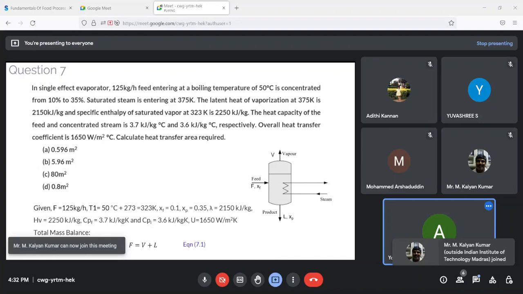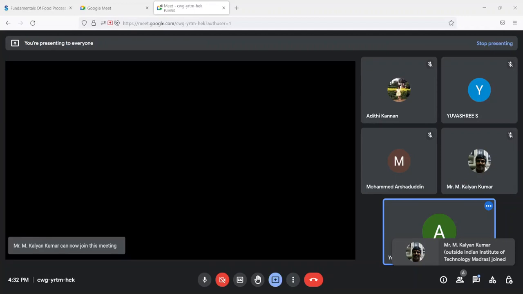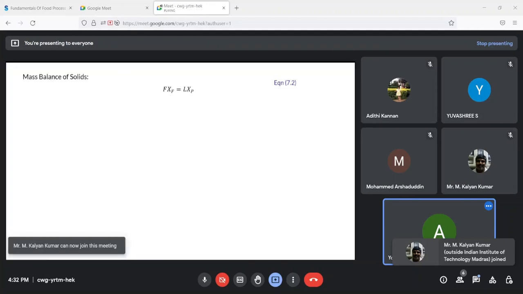So if you want to consider only the total solids that are present, the mass balance can be given by F into XF. This will give you the total amount of solids in the feed, and L into XP. This will give you the total amount of solids in the product stream. And since there are no solids transferred in the vapor, the fraction in the vapor stream will be 0, which is why we are not writing it here. Let's say this is equation 7.2. These are the mass balances.